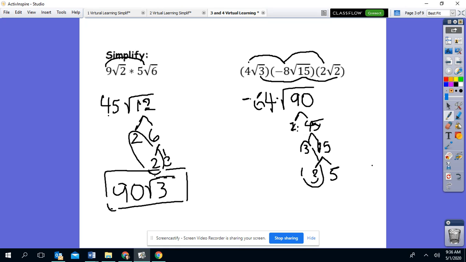So these 3's are a pair, so the 3 can come out. That 3 needs to get multiplied times negative 64. I'm going to grab my calculator and multiply 3 times negative 64. I believe that gives me negative 192. And the numbers that I didn't circle are a 2 and a 5. So 2 times 5 will get multiplied together and be left with 10. We'll pick up with about 3 or 4 more examples in our next video.